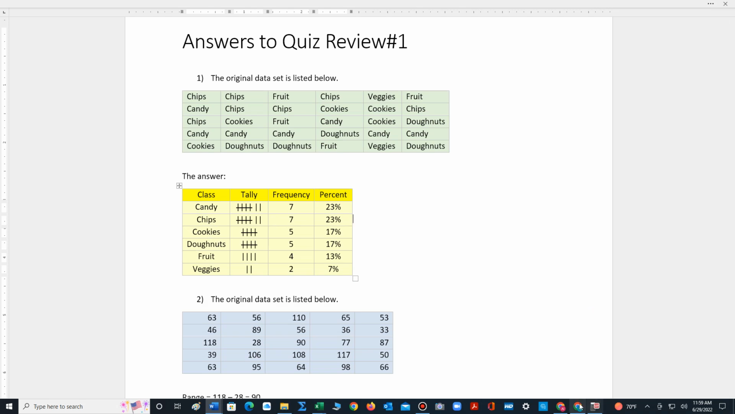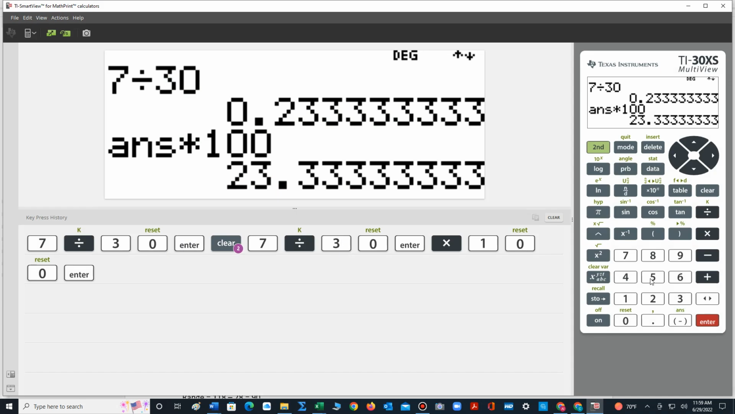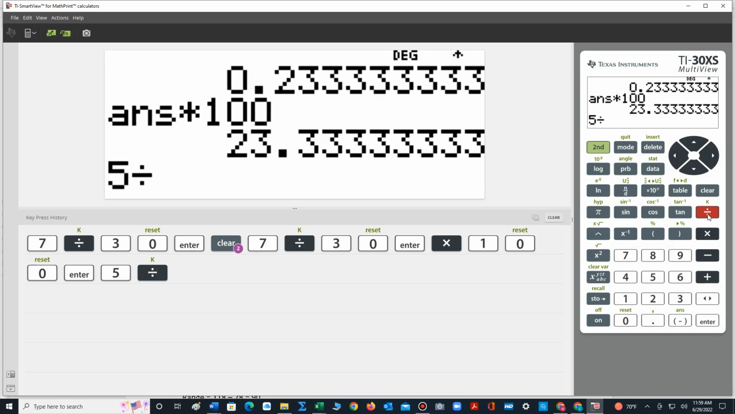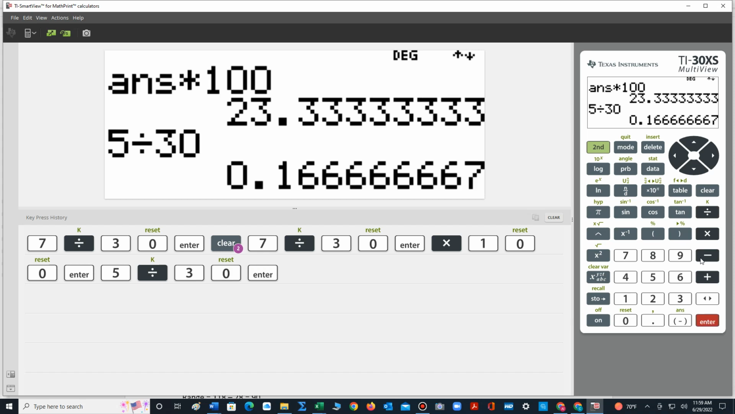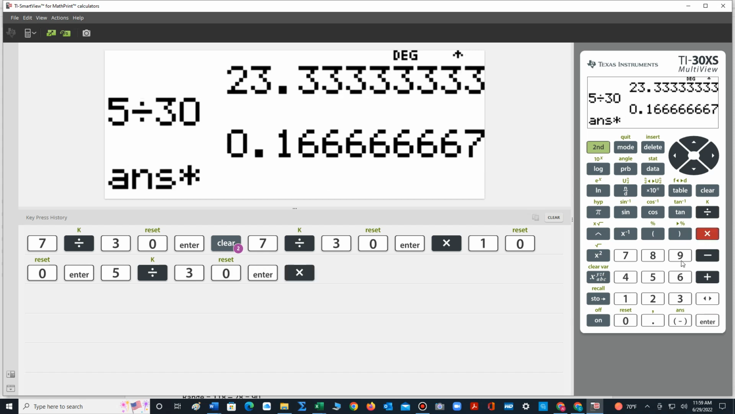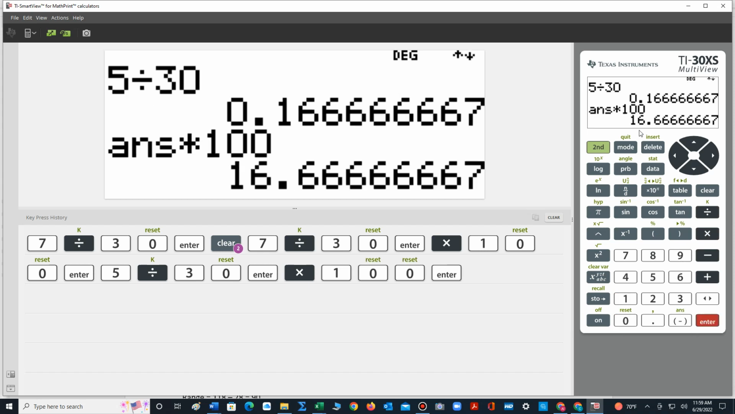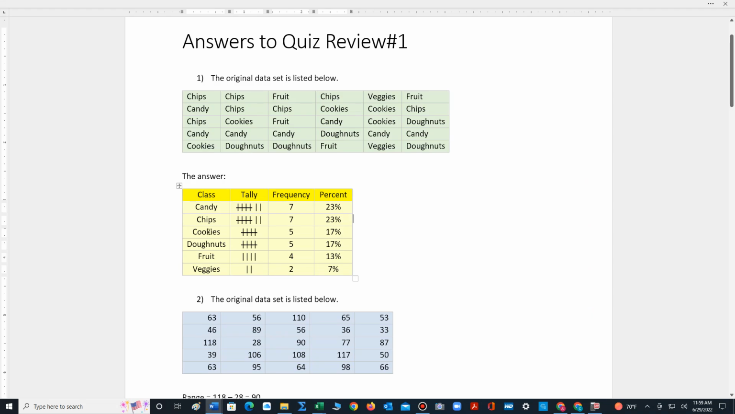For cookies, the frequency is 5. So we take 5 divided by 30, .16666, times 100. So we have 16.6. Since this number is greater than 5, we round to 17%. That's true for cookies and donuts. And then repeat the same process for the fruits and veggies.